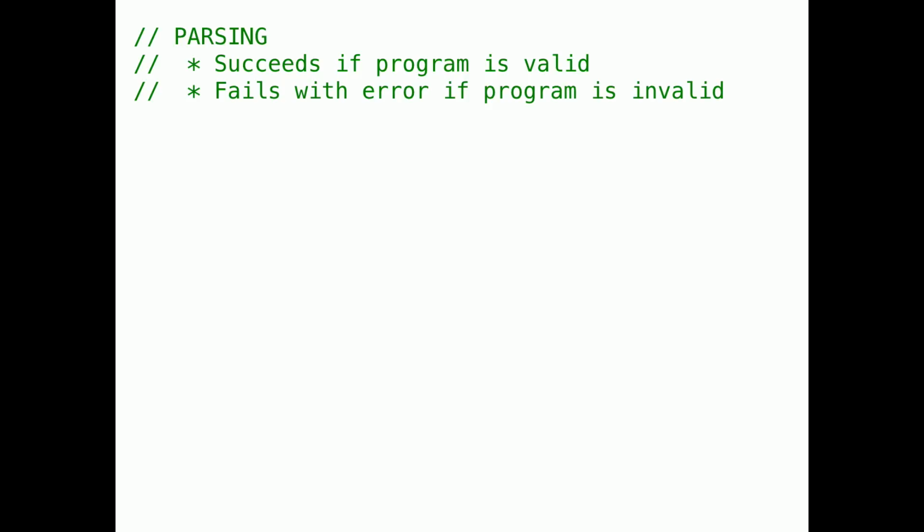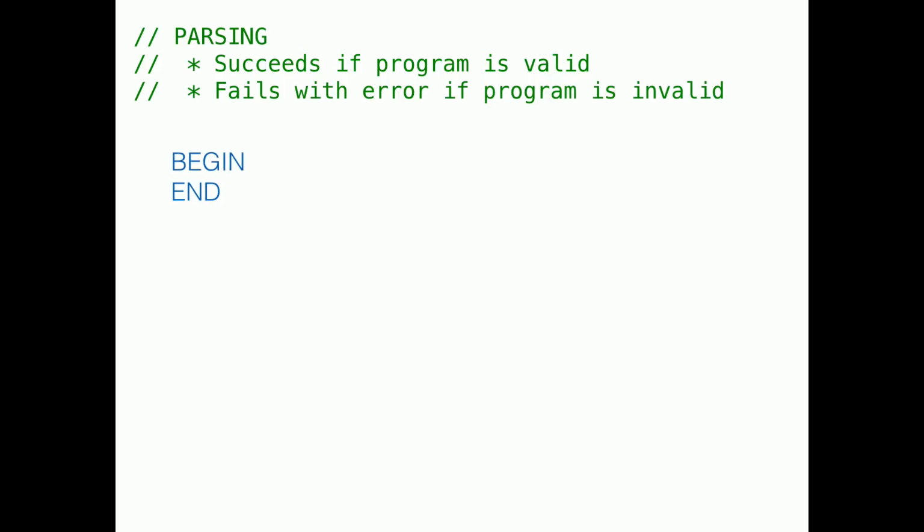So there's a fancy name for that process. It's called parsing. And what we want our parser to do is to succeed if the program is valid and fail with an error to the user if the program is invalid. So our tokenizer just breaks things up into tokens, but you could write a bunch of nonsense that are all valid tokens but don't express meaning or a meaningful program in the source language. So our parser needs to deal with this problem.